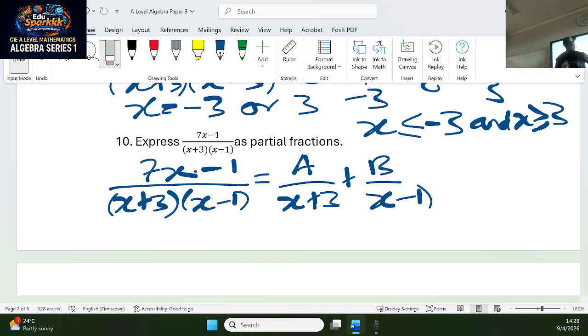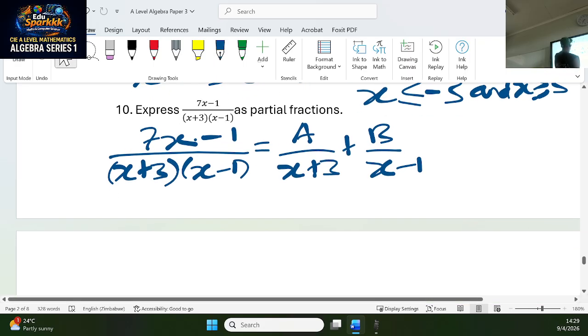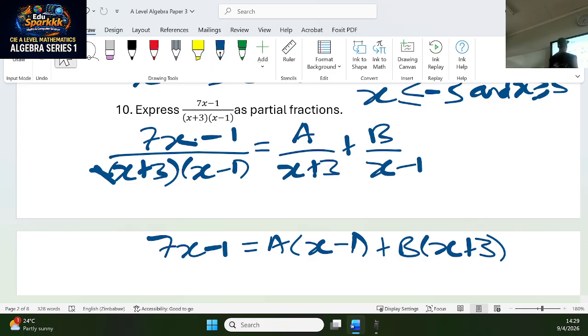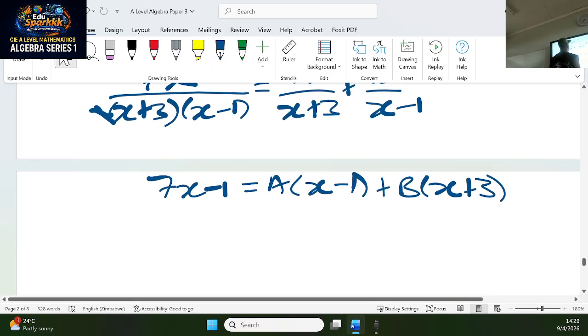Now, when we get rid of the common denominator by multiplying both sides by what we have there, we end up with 7x minus 1 being equal to a into x minus 1 plus b into x plus 3. Because we have multiplied both sides by what we have on the denominator, that's the equation that will remain. But remember, we're looking for the values of a and b.